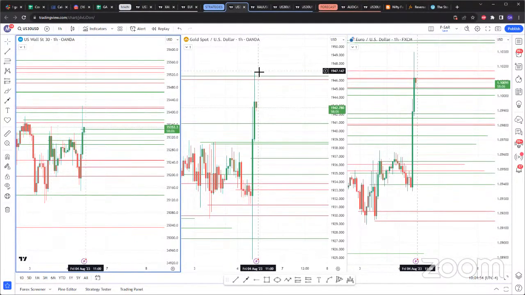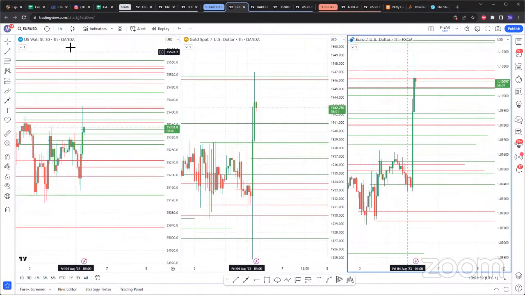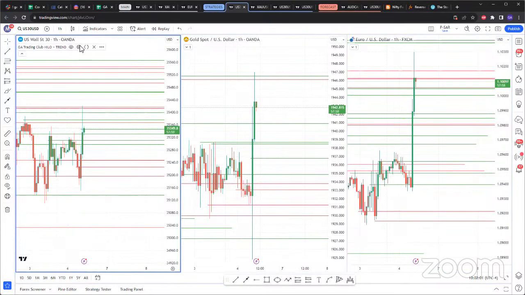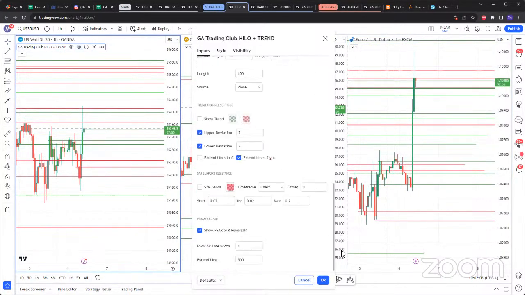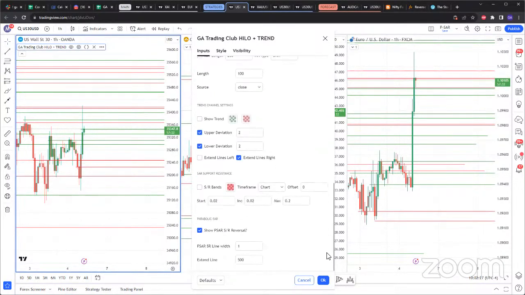You can see I have US 30, gold, and EU, the three main instruments that I trade. All of our indicators have that parabolic SAR input, so it's called a parabolic SAR strategy. What I did was take our GA Trading Club high-low plus trend indicator and turn everything else off. I turned off the buy and sell signals, the lower low, higher high, everything but the parabolic SAR input at the bottom.